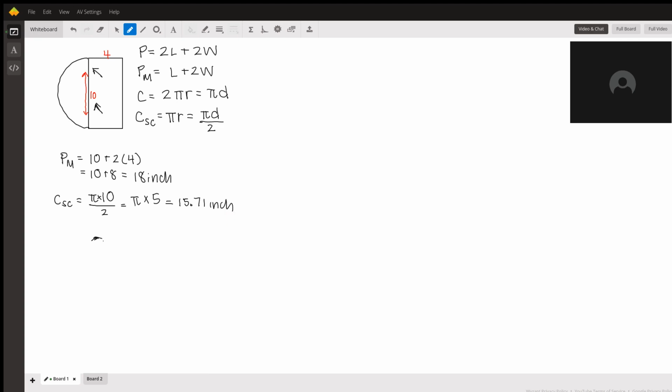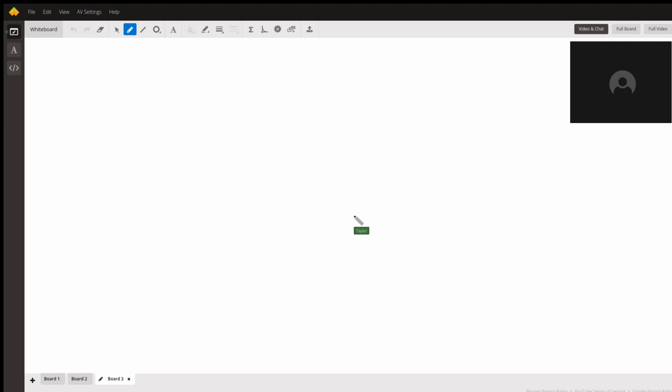So we're going to add the total perimeter. So P total is going to be the sum of the perimeter of the rectangle and the circumference of the semicircle. So that's going to be 18 plus 15.71. And the total of that is going to be 33.71. So 33.71 inches is our perimeter. Okay, perfect. So now I'm going to add a second board, and I'm just going to draw the figure again really quick for the area.